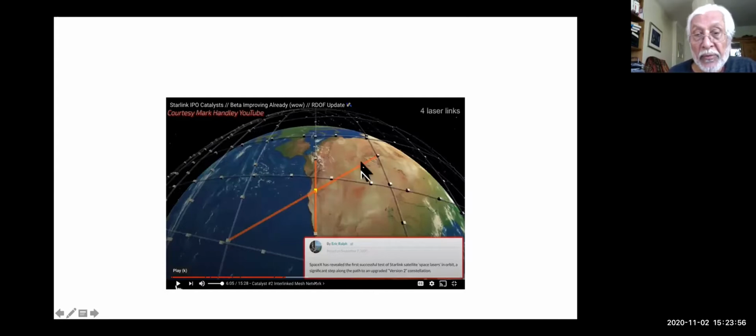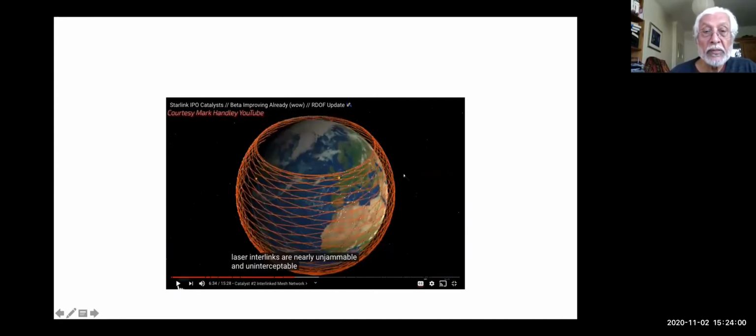That's another picture of those satellites, and another picture of how it looks once they're up. One of the other things here is that these laser interlinks are nearly unjammable and also uninterceptable, which means the security is quite enormous. You can't hack into this or interrupt it easily, because a lot of redundancy is built in.